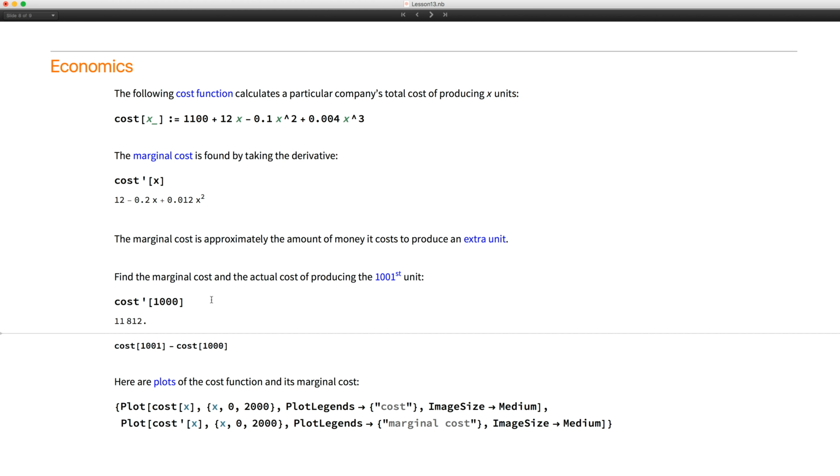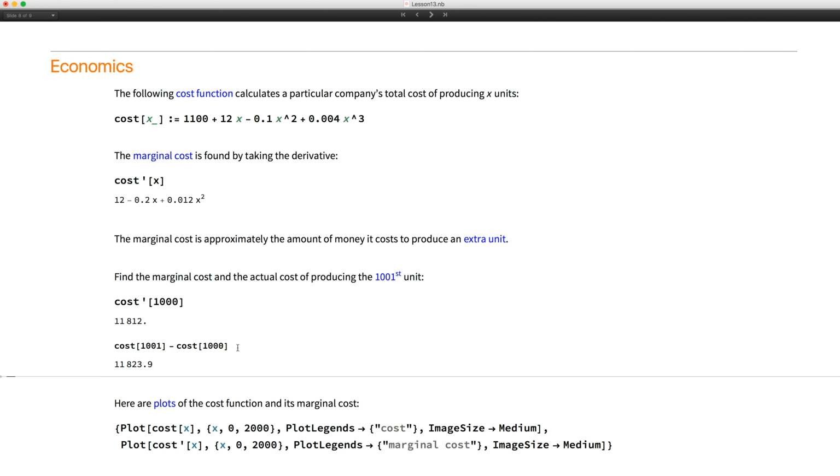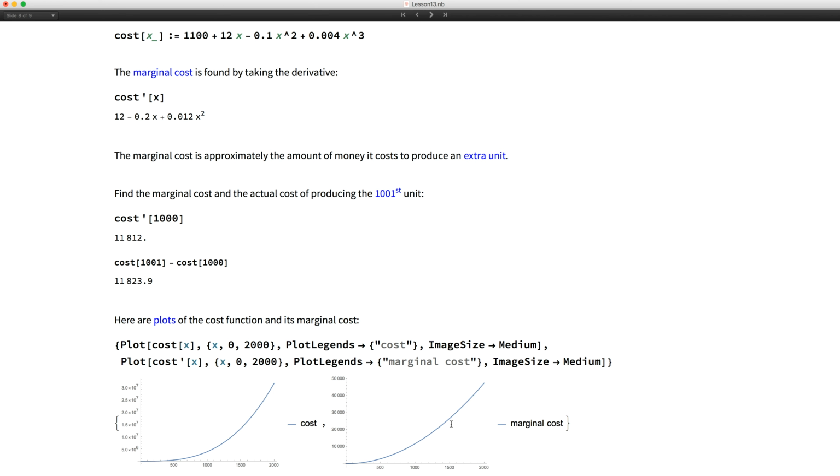So that's going to be the derivative of the cost at that value. Or you could actually find it by subtracting off the cost in both the cases. So 1001 minus 1000. And you see that they are very close, but not quite the same. So the marginal cost gives you a very good estimate of the cost to produce an extra unit. So once again, you can plot everything over here, the cost and the marginal cost, to get those two plots.